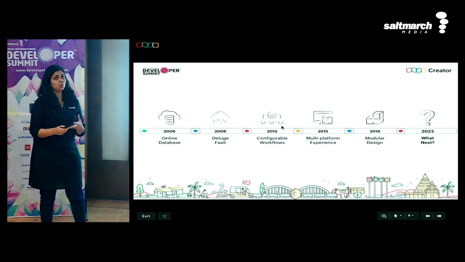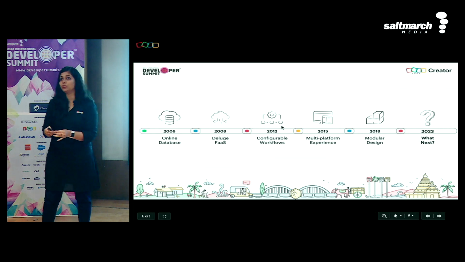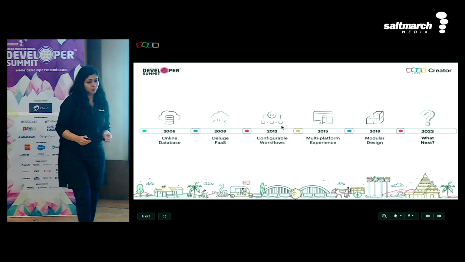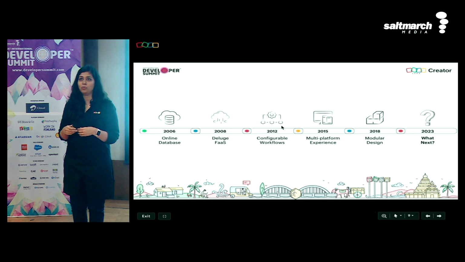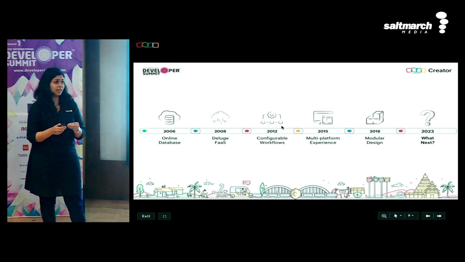In 2012, the focus was to democratize the app building process and to make it easy for anyone to build an app. So the whole drag and drop was introduced in 2012. In 2015, we started focusing on making the app more multi-platform. So what we did is any application that was built on Creator could now be used as a native app in iOS and even Android.